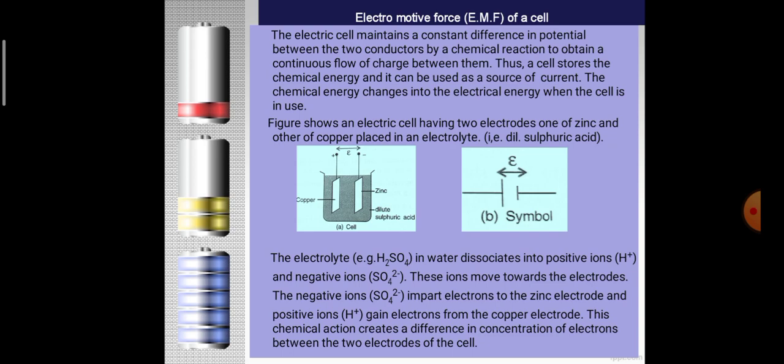The figure shows an electric cell having two electrodes, one of zinc and the other of copper, placed in an electrolyte like dilute sulfuric acid. The electrolyte in water dissociates into positive H plus ions and negative sulfate ions. These ions move towards the electrodes. The negative ions impart electrons to the zinc electrode and positive ions gain electrons from the copper electrode. This chemical action creates a difference in concentration of electrons between the two electrodes of a cell.